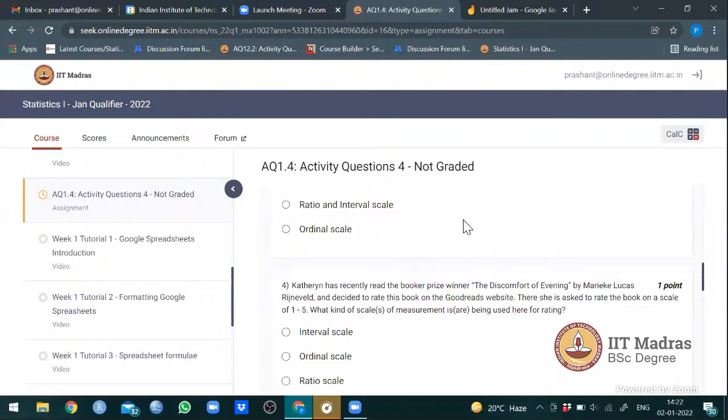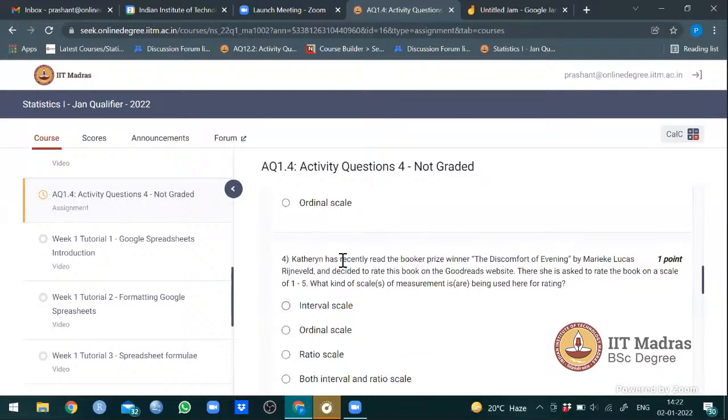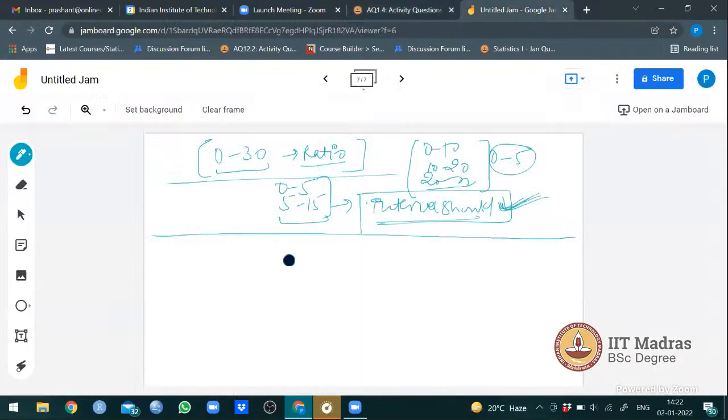Sir, please explain the absolute zero property. Okay, see. Absolute zero property is a very specific property which differentiates between the interval and ratio scale. But I do not understand the difference between an interval and a ratio scale.